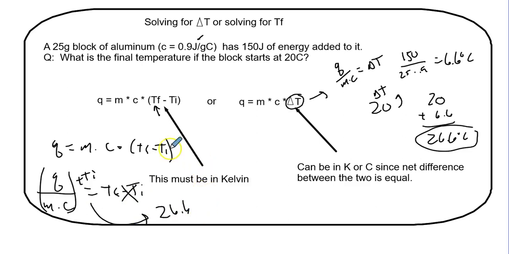Now, one thing about this particular problem is you must be in Kelvin. So this is going to have to be 298, and you're solving for this, and it's going to be in Kelvin. So be aware of that. Try it out. When you get your Kelvin, you should be able to subtract off the 273 and get back to 26.6. Try it out. Make sure it works for you.